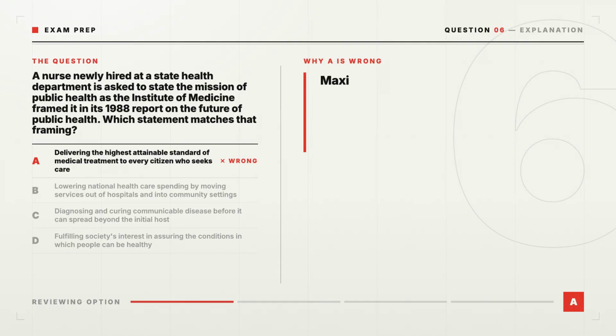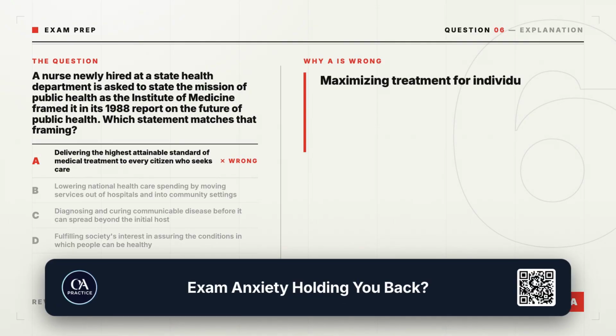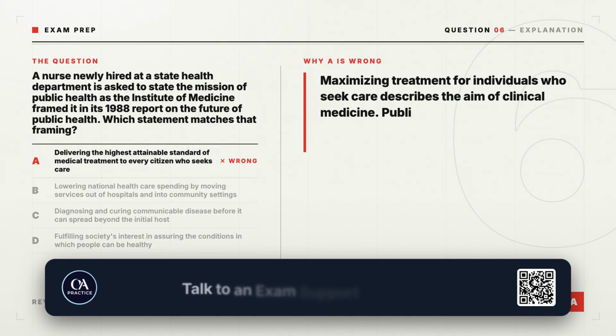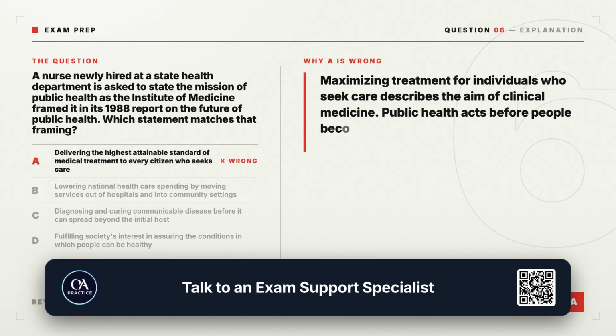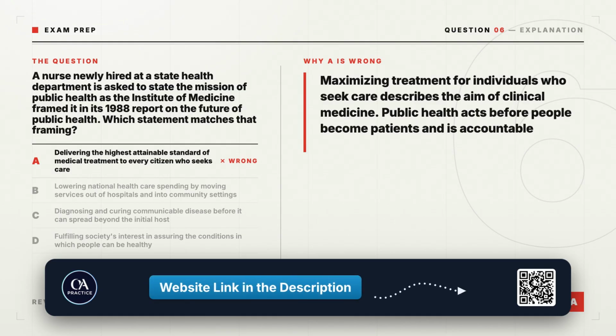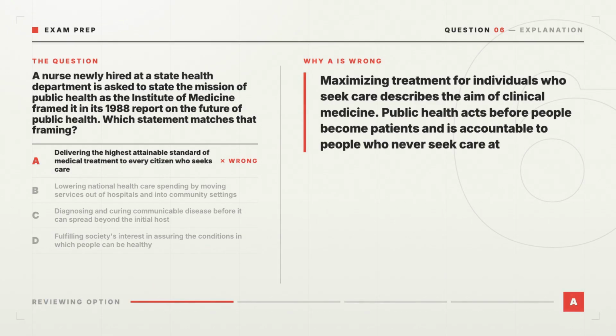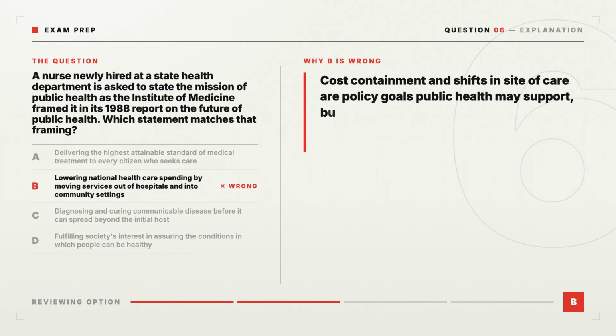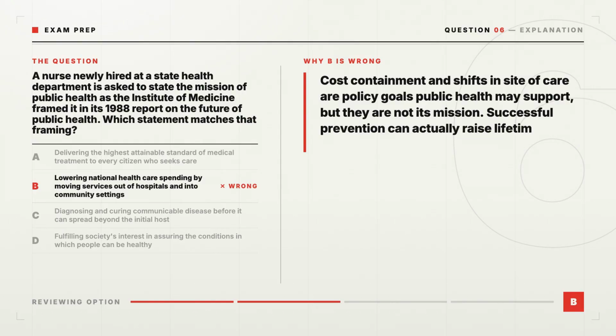A is wrong because maximizing treatment for individuals who seek care describes the aim of clinical medicine. Public health acts before people become patients and is accountable to people who never seek care at all. B is wrong because cost containment and shifts in site of care are policy goals. Public health may support, but they are not its mission. Successful prevention can actually raise lifetime health spending because populations live longer.